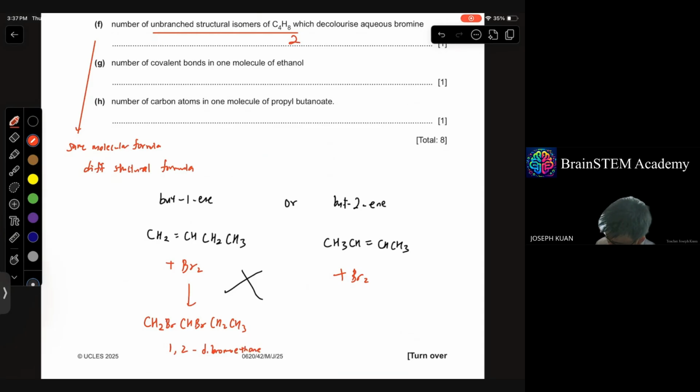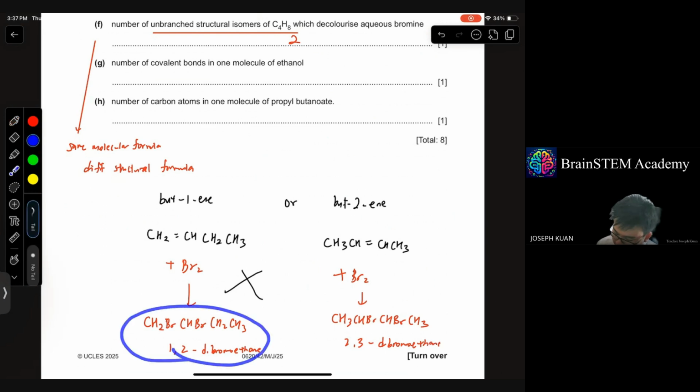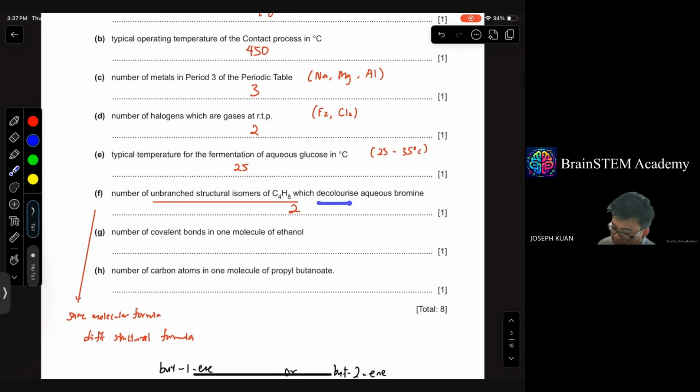And then this one will form 2,3-dibromobutane. Okay, and this compound is colorless. That's why it decolorizes aqueous bromine.